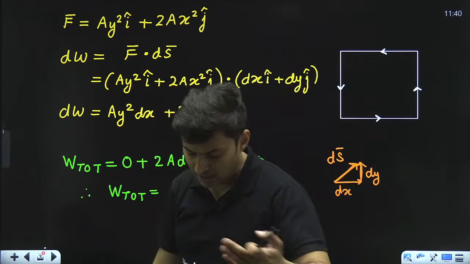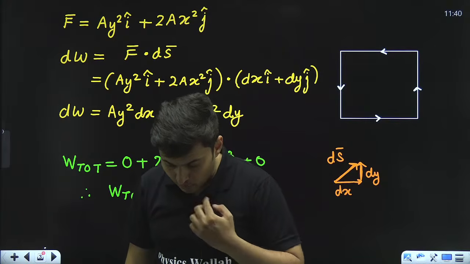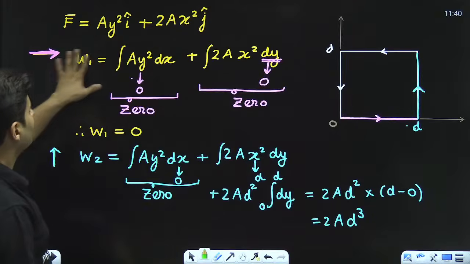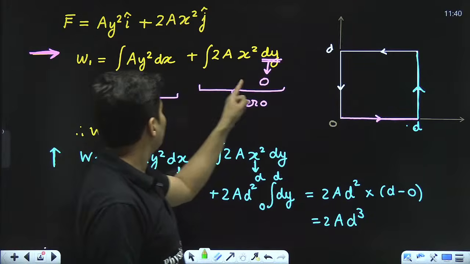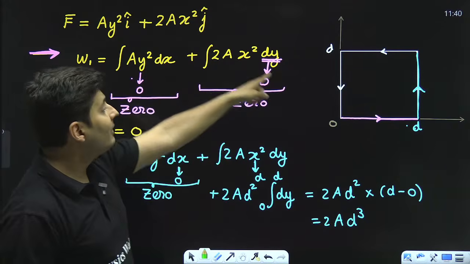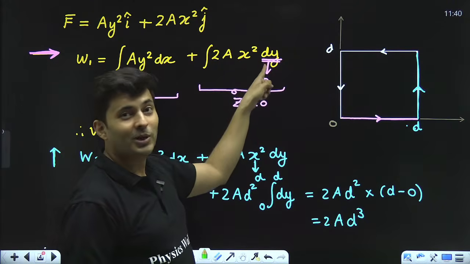It could be anything else. W1 alone, can you say how the dx thing is 0? In the first work, what is happening? I'm not saying dx is 0. No, I said dy is 0, man. I said dy is 0. I never said dx is 0.